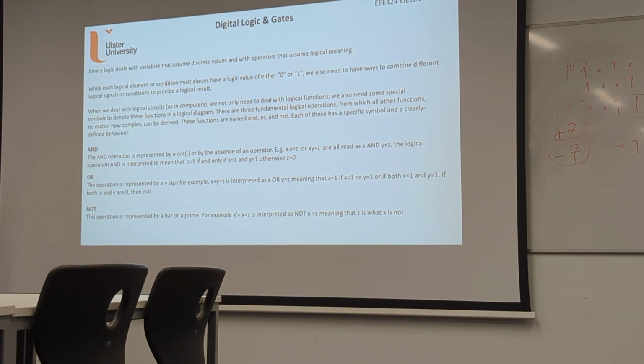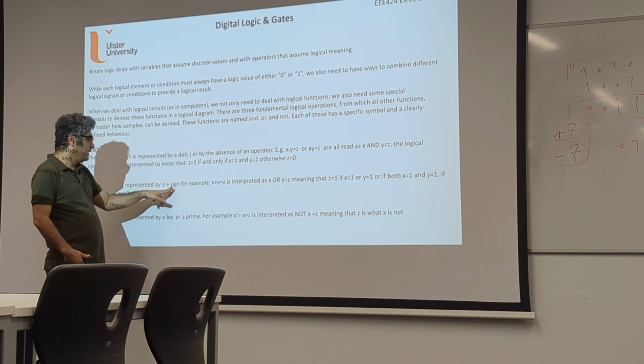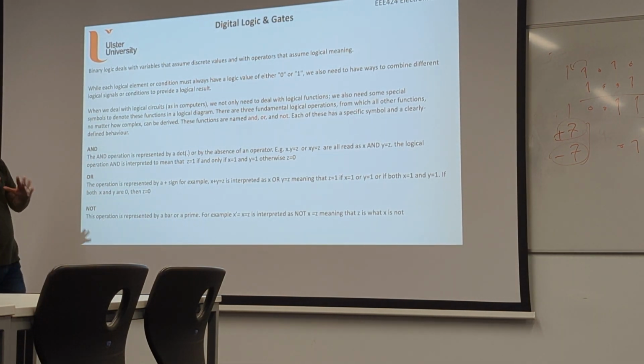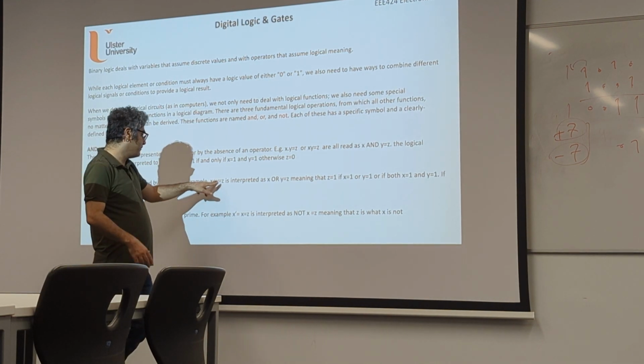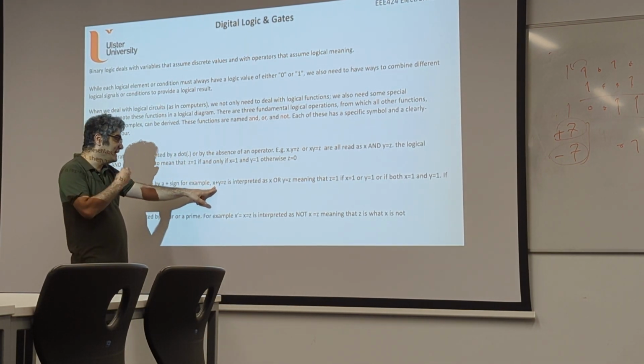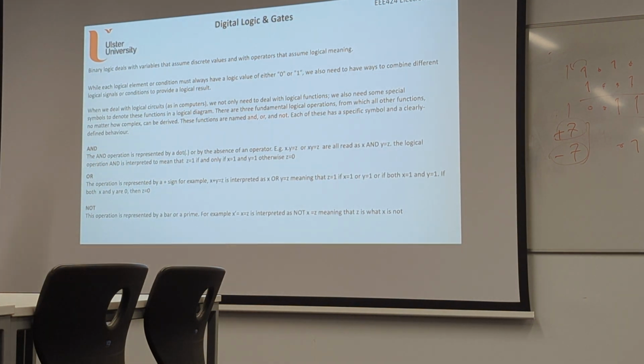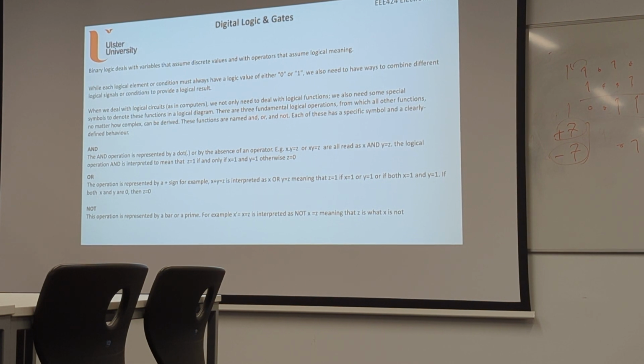So the OR operation is represented by the plus sign. For example, x plus y equals z. It means that in normal mathematics it is x plus y, but here we say x or y. Okay? OR is represented by plus. And if x or y, or one of them, is 1, the answer would be 1, otherwise it would be 0.